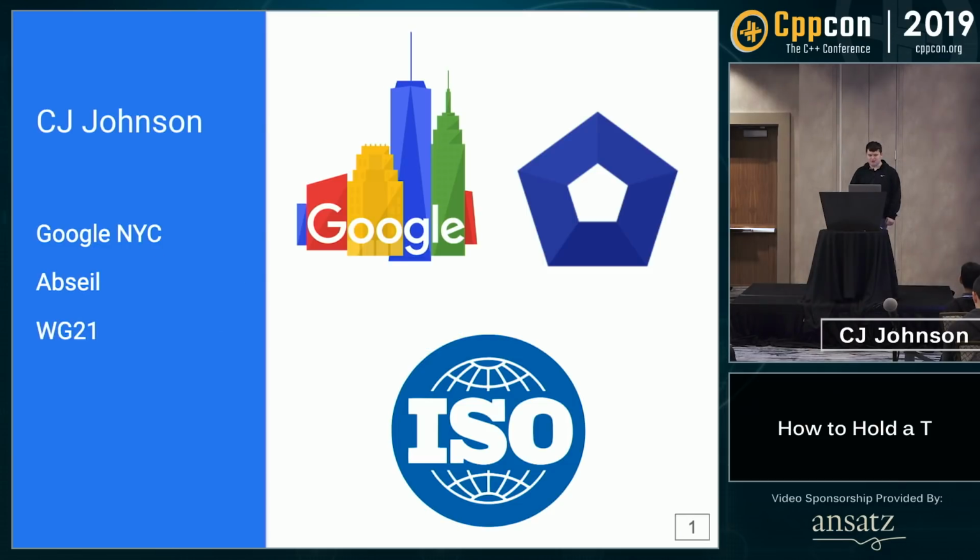My name is CJ Johnson. I work in Google's New York City office on the Abseil team. Abseil is an open source utility library, and you can learn more about it by going to abseil.io. As part of that, I've been participating in the ISO C++ standards meetings, and I also noticed that some people in the audience are here from ORNL. I'm actually from Knoxville, Tennessee, so it's kind of a cool connection.